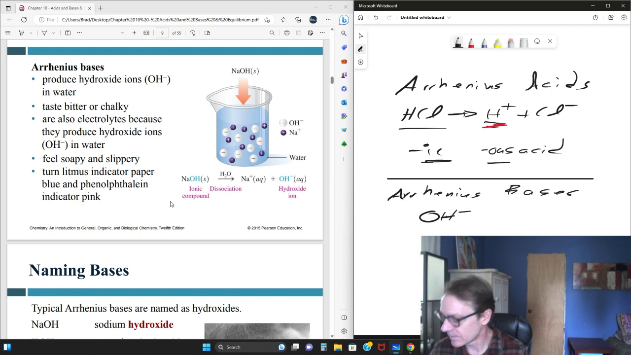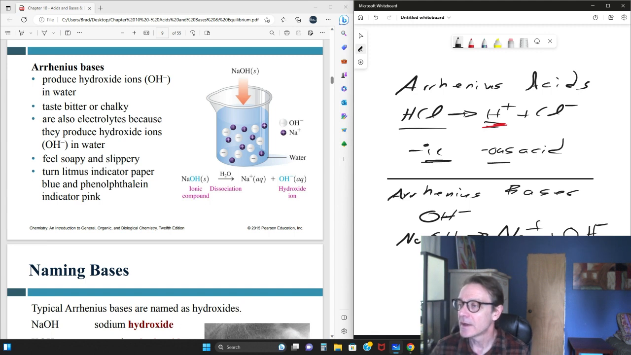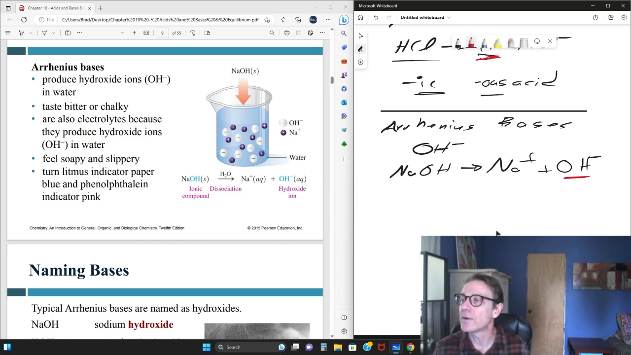Okay, so the one I was talking about is sodium hydroxide, which dissociates in aqueous solution into sodium, and there we go. Not a proton to be found, but there is the hydroxy right there. So Arrhenius acids, protons; Arrhenius bases producing our hydroxys.